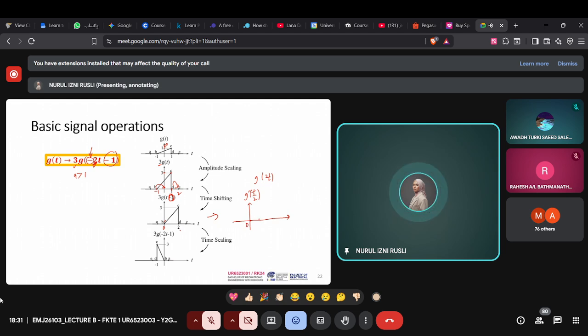So 2 divided by 2 equal to 1. So you have 3 here. So now this is your new signal, which is you're having 3 as amplitude. But now your time is from 0 to 1.